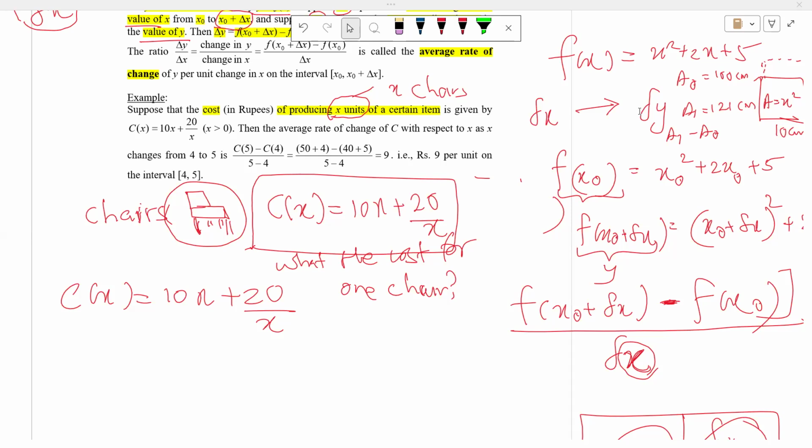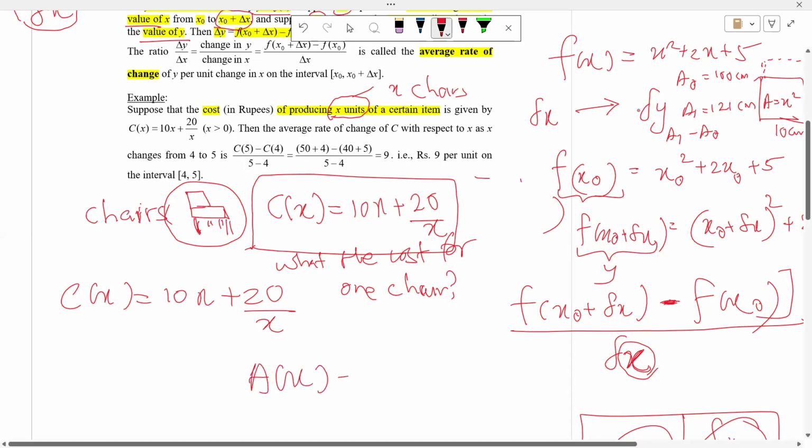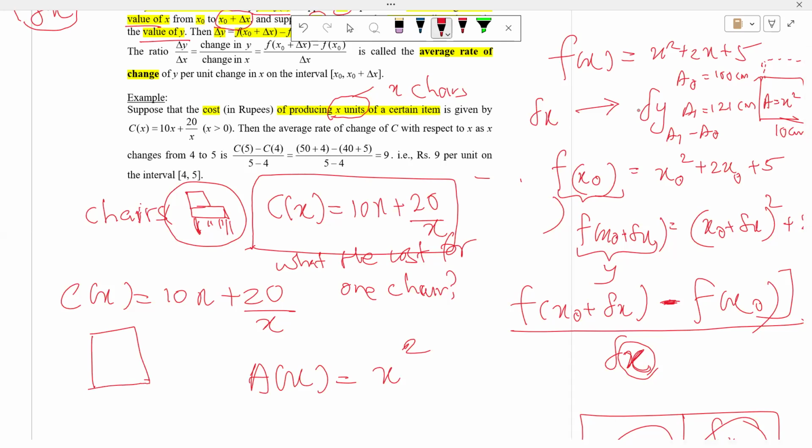Functions mean, just imagine a of x means x squared. Here we know why we are putting x squared. So area of x is a function. If you have a square, where this side is x and this is y, then to find the area, you need to multiply x twice. That's why we are creating this equation.